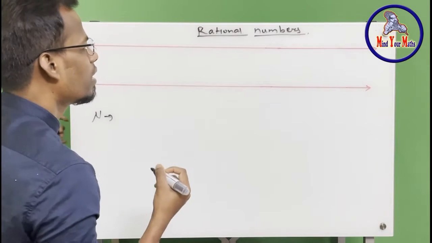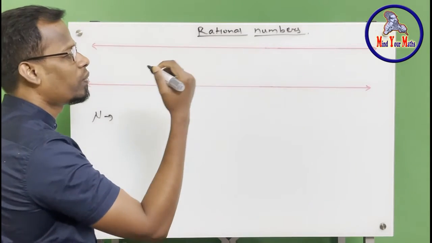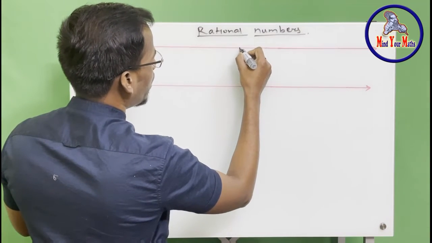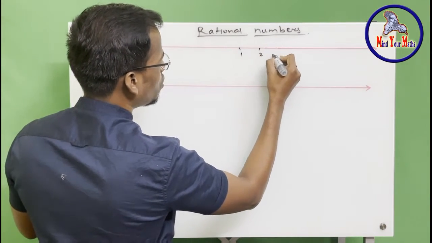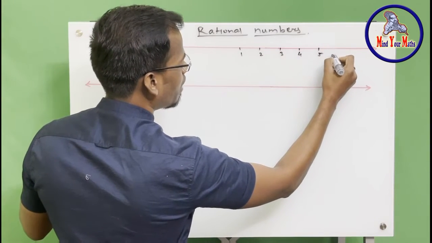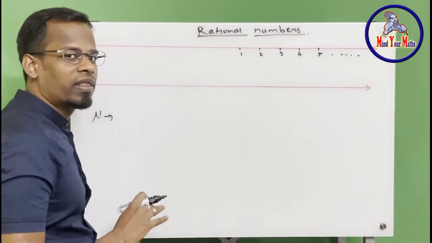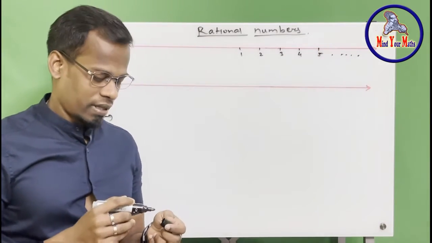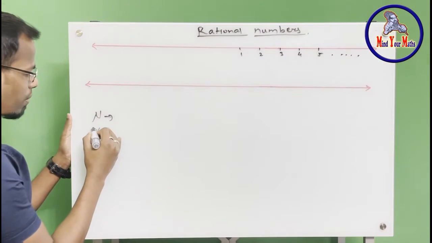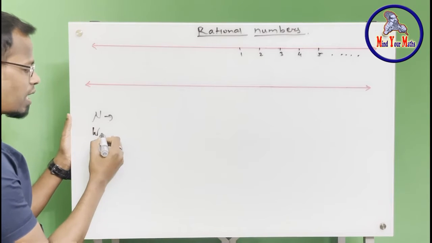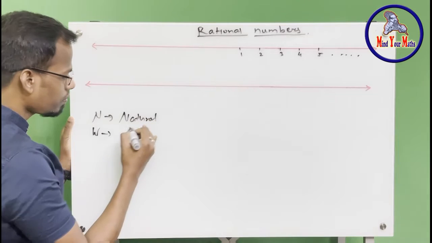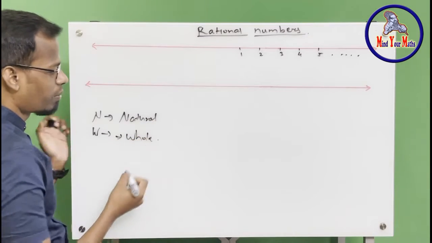So how do we show that on a straight line? The numbers start with 1, 2, 3, 4, 5 and then just go on. That is a natural number. Now the next one is a whole number, which is addressed using W. This one is natural, and this one is whole numbers.